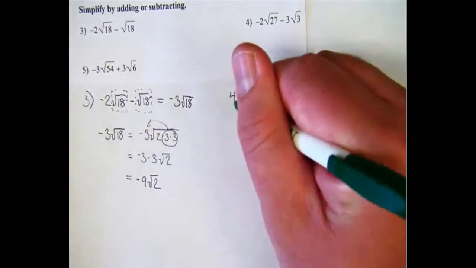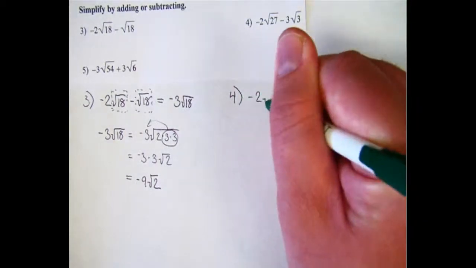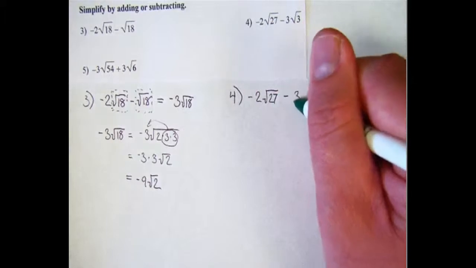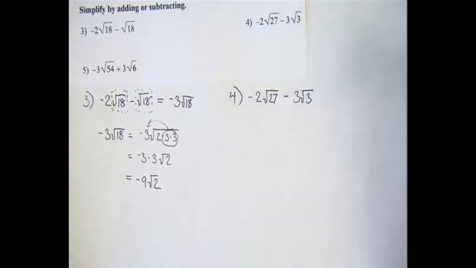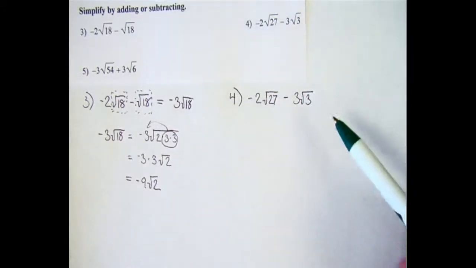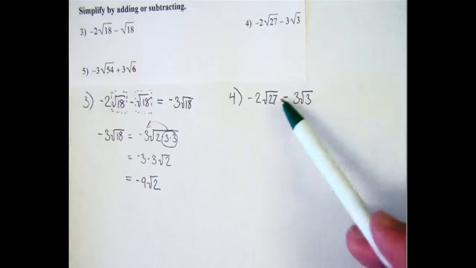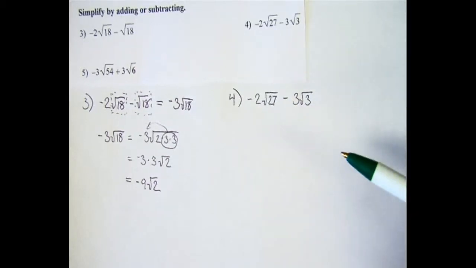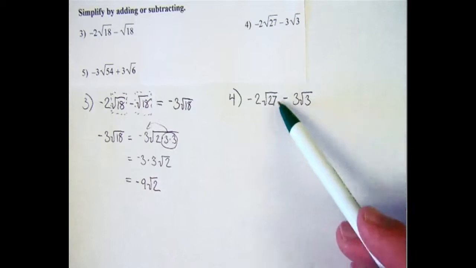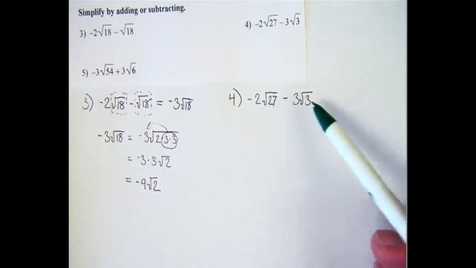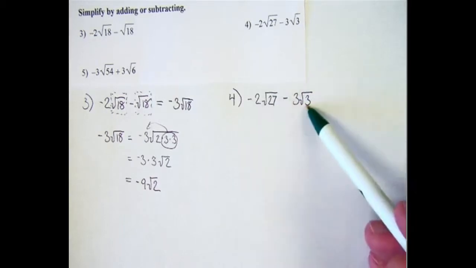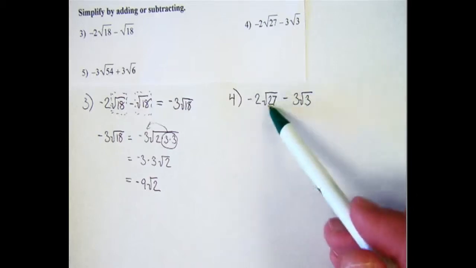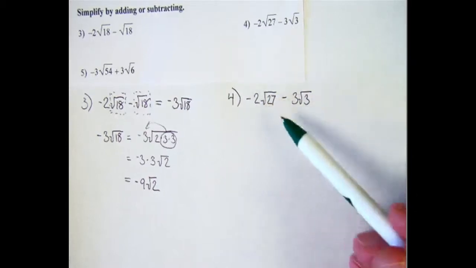All right, let's look at number 4. Negative 2 times the square root of 27 minus 3 times the square root of 3. Now, I cannot add or subtract these because my radicands are different. So what I need to look at when I have this situation is, can I get them the same by simplifying one or the other? Now this one won't simplify because what we have under the radicand is prime. This one, however, can be simplified.